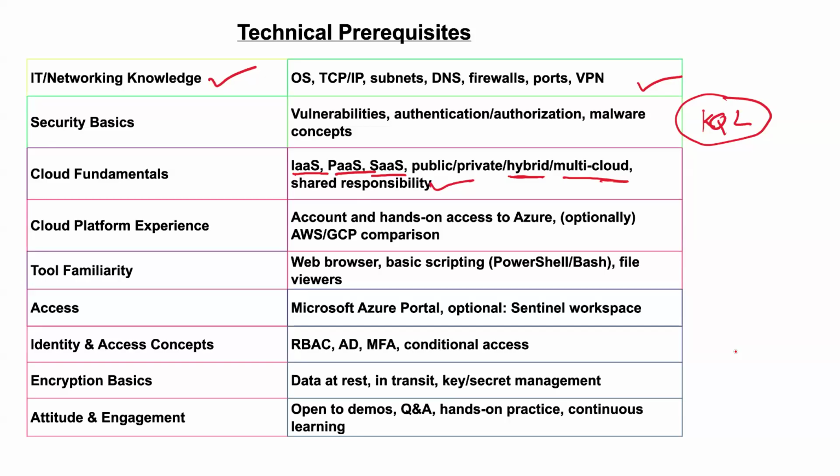The next concept we will be focusing on is cloud platform experiences, like how to handle the accounts in terms of subscriptions and resources. It depends on the person to person, system to system, or infrastructure to infrastructure. So it depends on everything. We will be doing a comparison with both AWS and GCP on this. Then we have tool familiarities, like what are the tools.